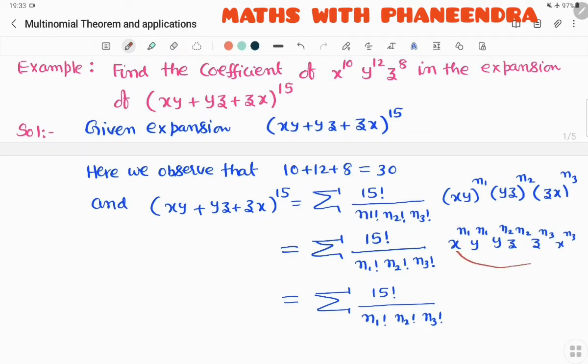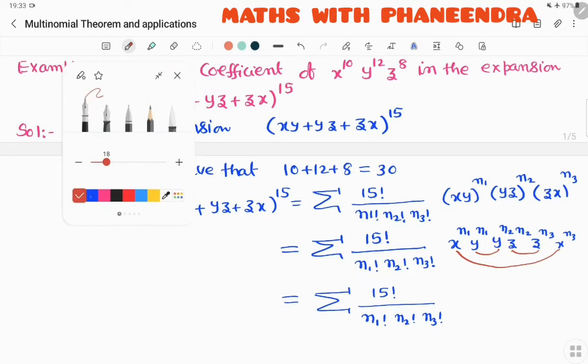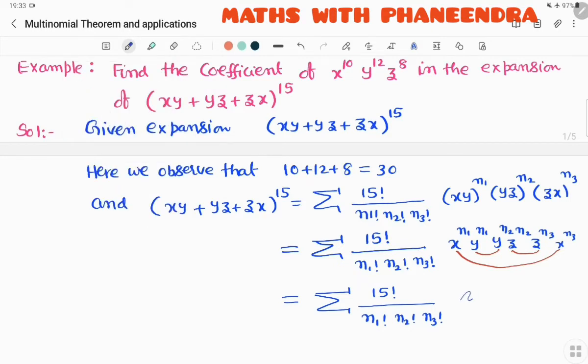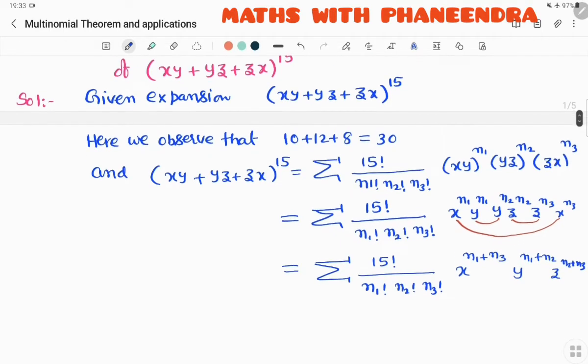See, from these two, from these two, from these two. So we will write it as x power n1 plus n3, y power n1 plus n2, z power n2 plus n3. I hope you understand that.